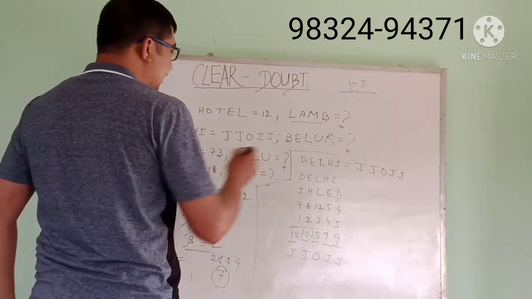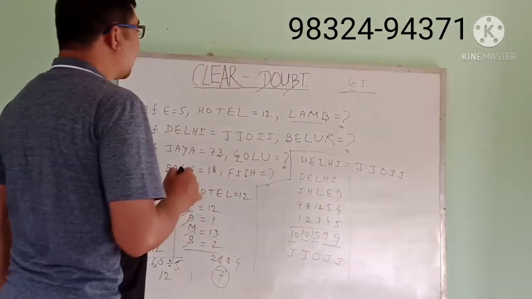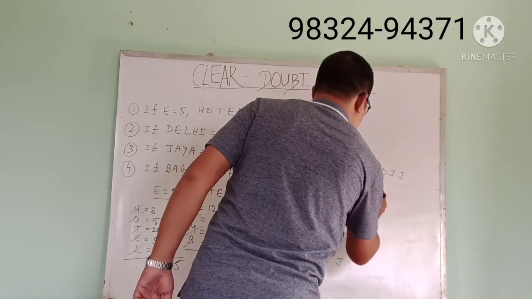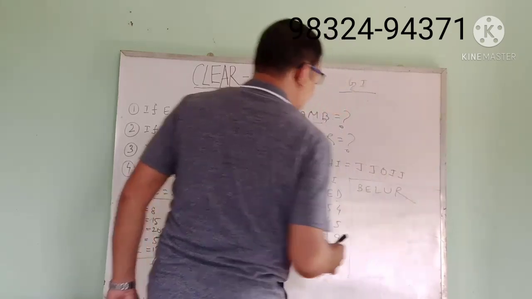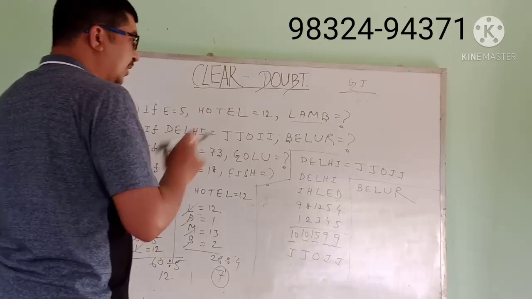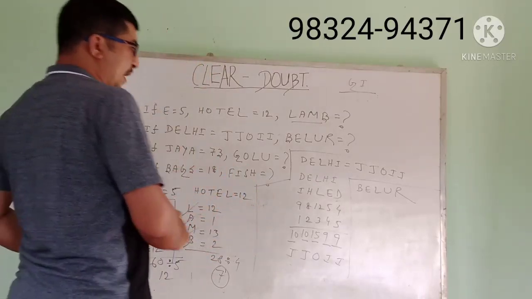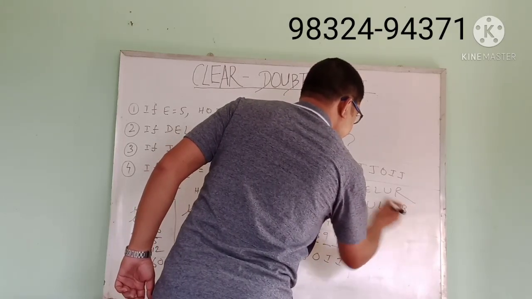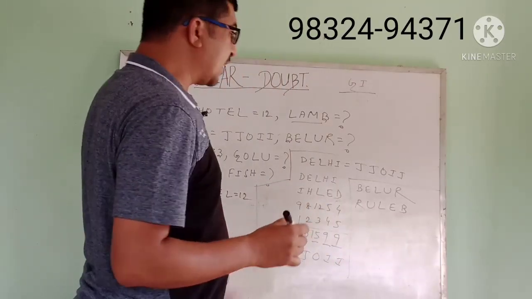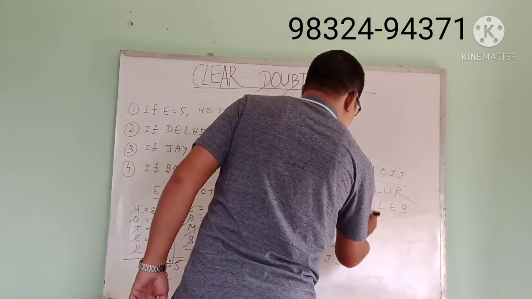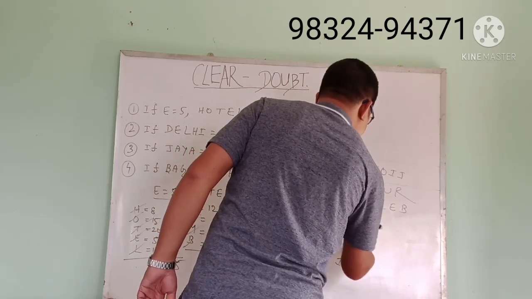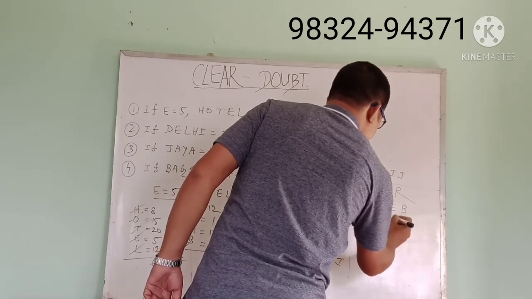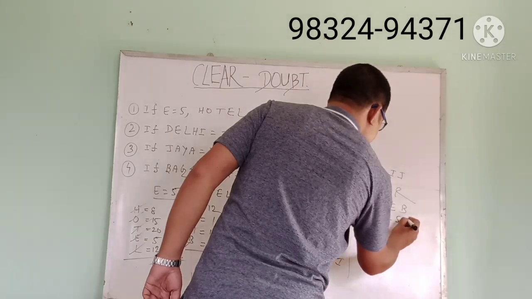Okay. Next, we identify the value of BELUR. What is the value of BELUR? First we write BELUR. Then we interchange the letter places. Interchanging the places, first R comes, then U, then L, then E, then B. Then we put the place values. R is 18, U is 21, L is 12, E is 5, and B is 2.